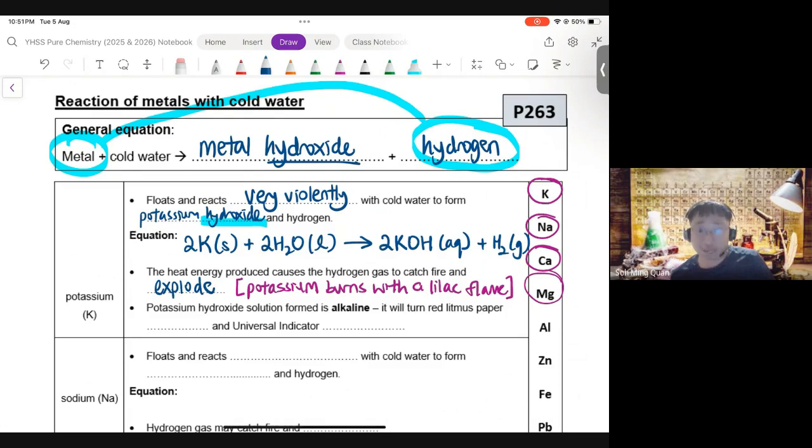All right. And besides that, the potassium hydroxide solution formed is an alkaline solution. So it will turn red litmus paper blue, and universal indicator will turn purple or violet.